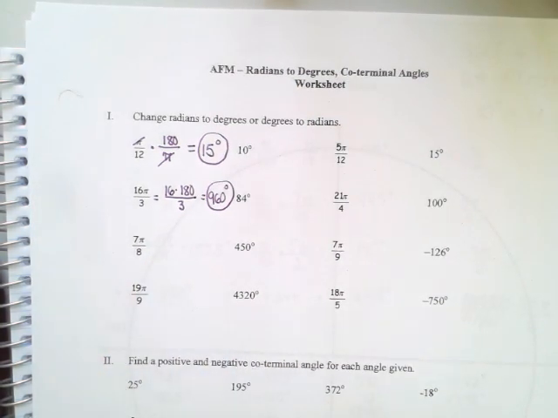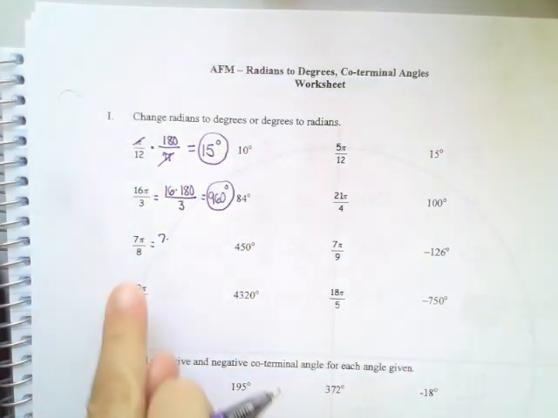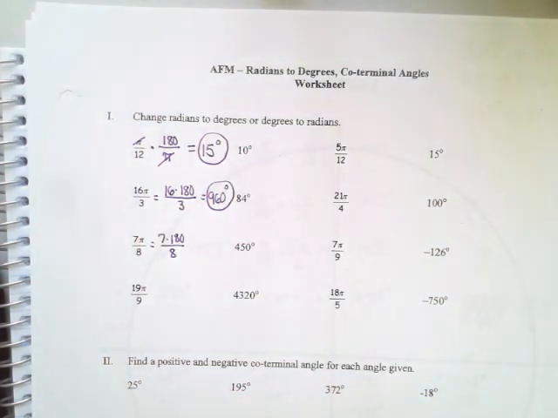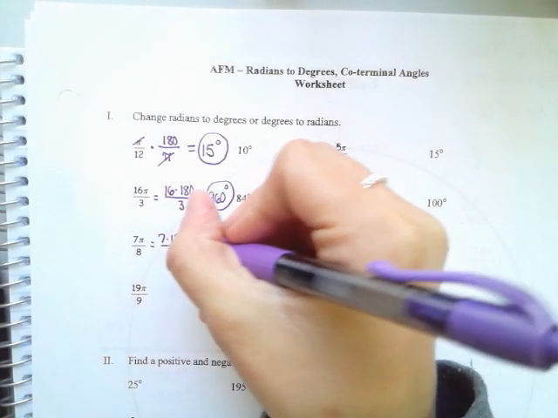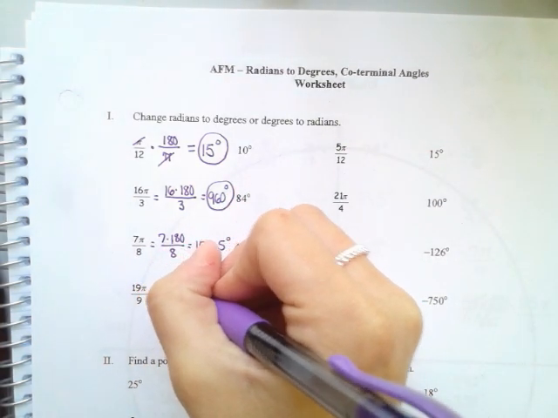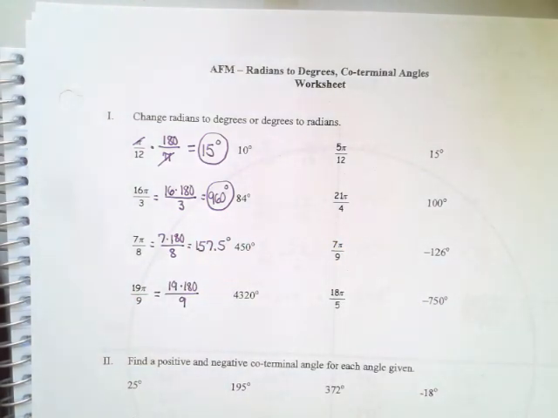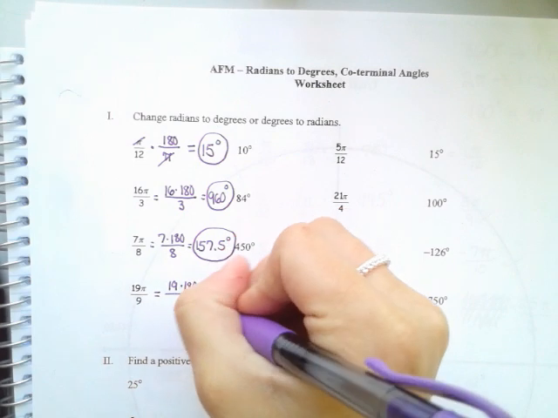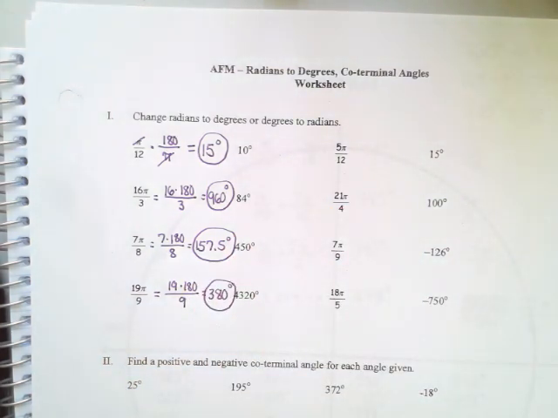We're just going to do a couple more just so you can see what these look like. So, 7 pi over 8. This is in radians, so to go to degrees, we're going to replace that pi with 180. So 7 times 180 divided by 8 is 157.5 degrees. And for this last one, 19 times 180 divided by 9. And that gives us 380. So when we go from radians to degrees, all we do is replace the pi with 180.